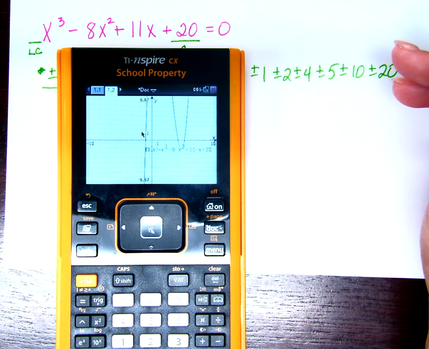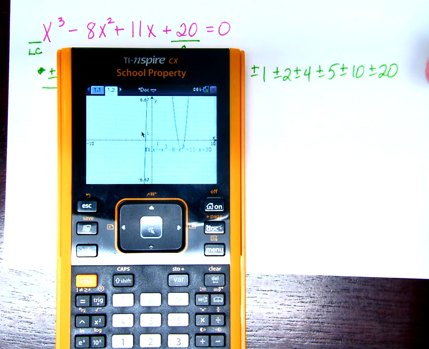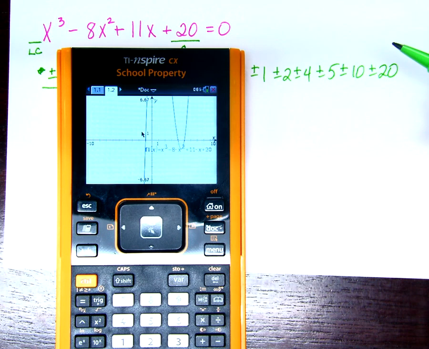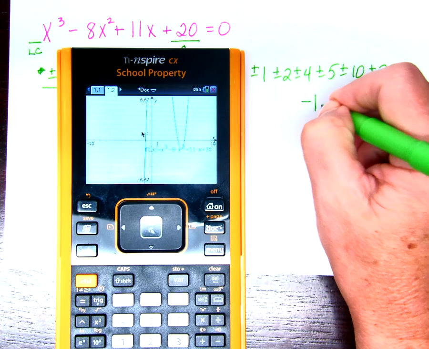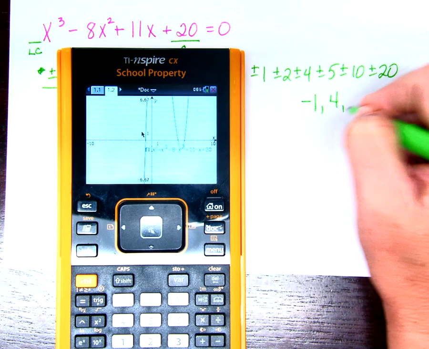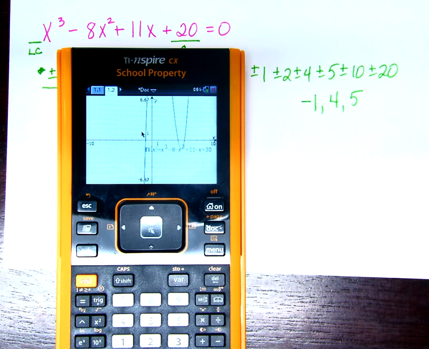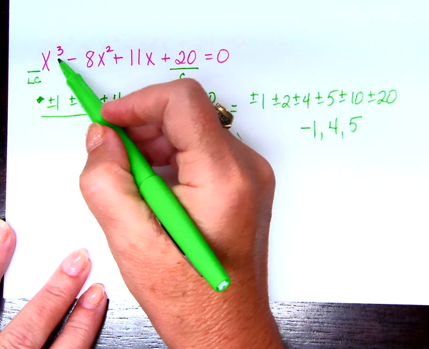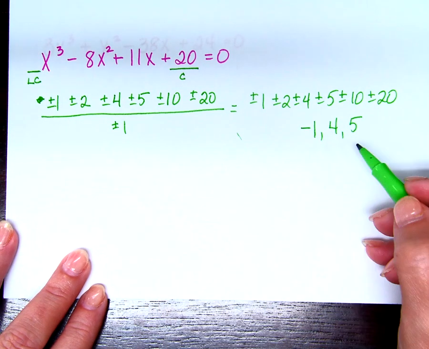Now, when I graph it, what am I looking for? It's where it crosses the x-axis, right? Where does this graph cross the x-axis? -1, 4, and 5. Do you see that? How many solutions did I just find? How many am I supposed to find? 3. Did I just find all my solutions? Yes.